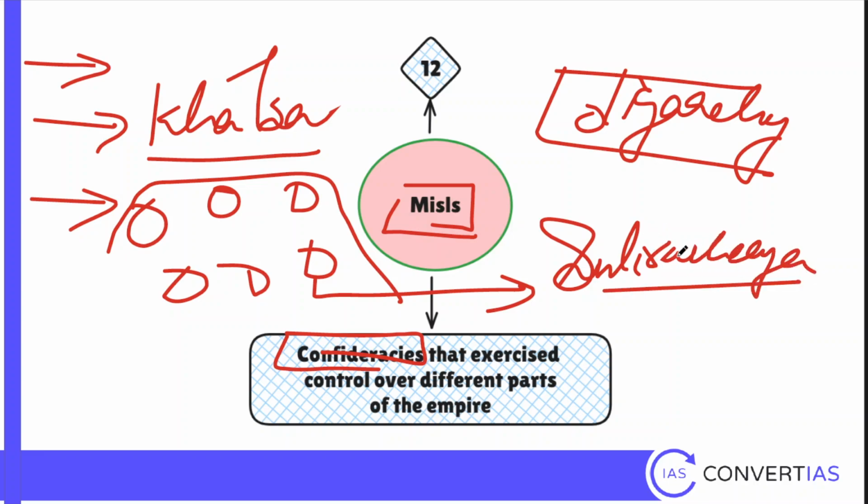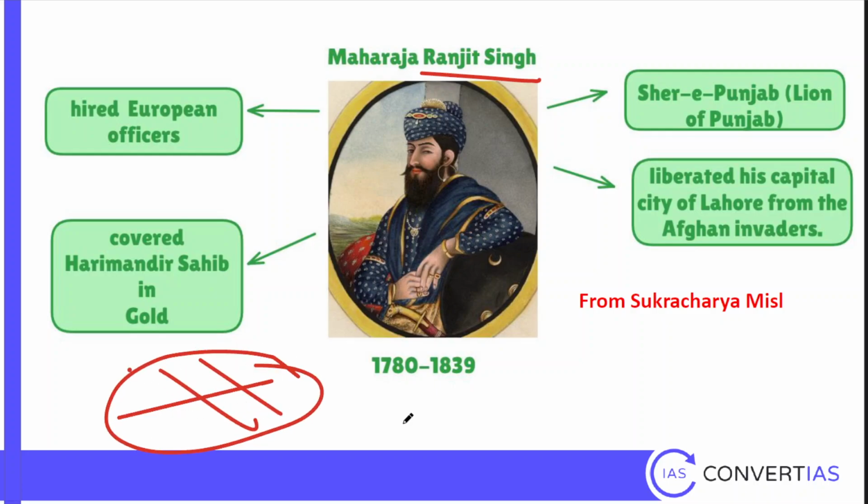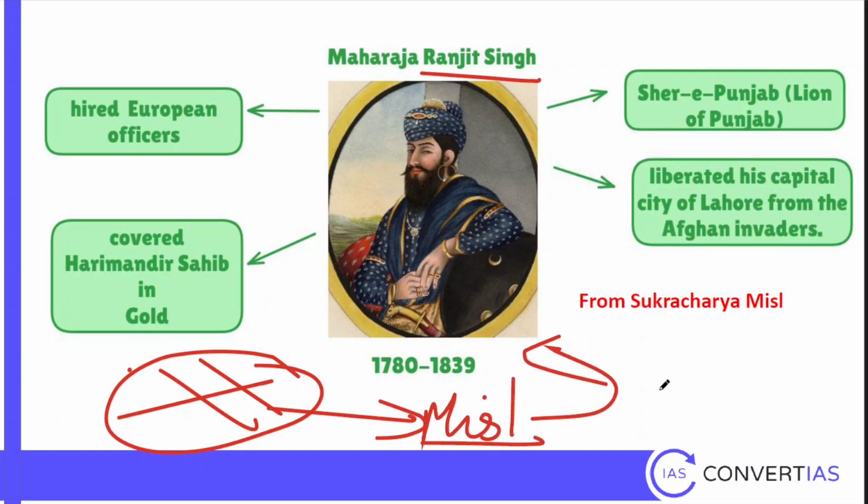It is from this Sukerchakia misl that you have a powerful person coming up called Maharaja Ranjit Singh. You have the 10 Sikh Gurus, the Banda Bahadur, then the Persian invasions, the anarchy, then it gets organized into misls, and from one of the misls you have Ranjit Singh coming up. Ranjit Singh is someone who consolidates the Sikh Empire again into a proper dynasty.